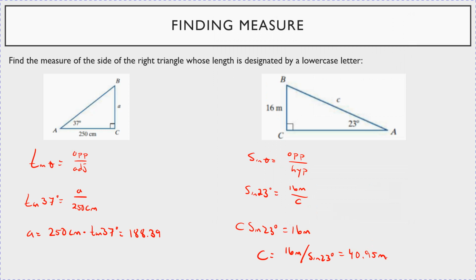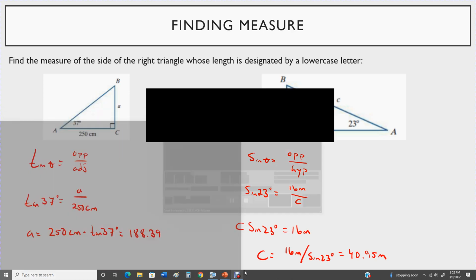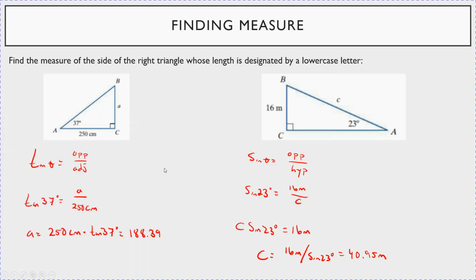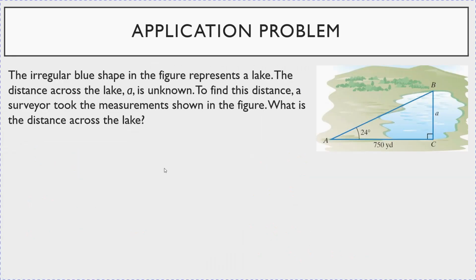All right, so now I want to take these basic concepts here and work some application problems from this now. All right, so here's going to be our first application problem. The irregular blue shape in the figure here represents a lake. Okay, so I have this lake here. The distance across the lake A is unknown. I want to figure that out.